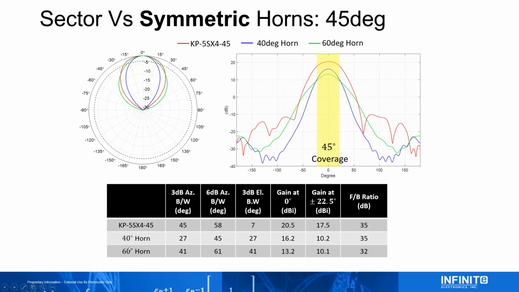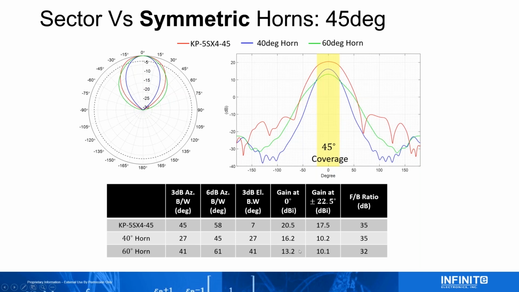The true comparison is against the 60-degree horn. You can see here that the 3 dB beam widths are roughly equal, but the caveat is that the gain dropped significantly from 20.5 to 13.2, and then the gain on the edge is about the same as the 40-degree horn, but compared to the sector, it's a 7 dB drop.